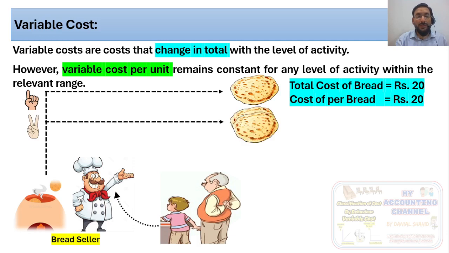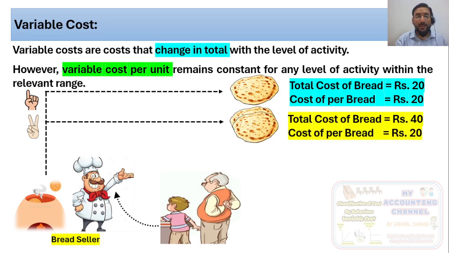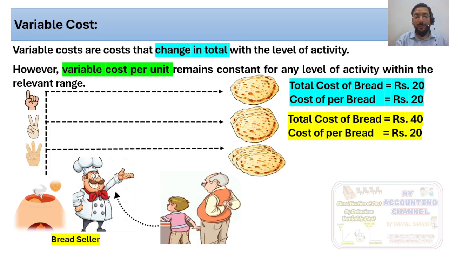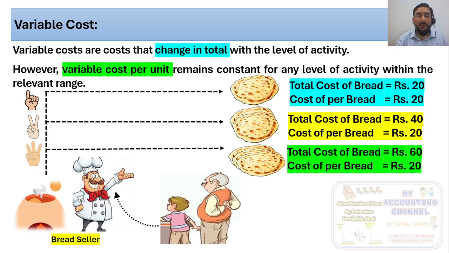If you are purchasing 2 breads, then total cost will become double to 40, but the cost per bread will remain 20. If you are going to purchase 3 breads, then the total cost of the bread will become 60, but the cost of the bread will again be 20.